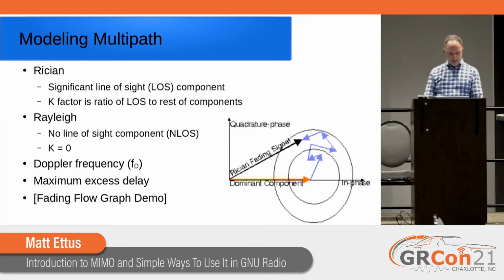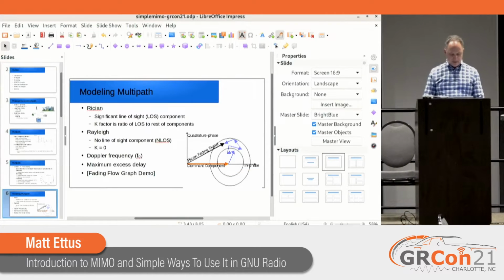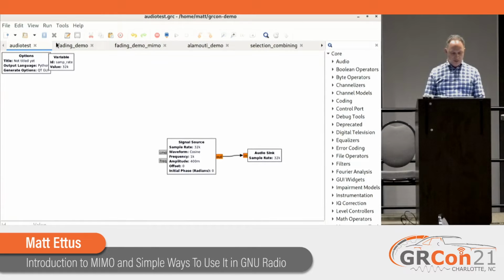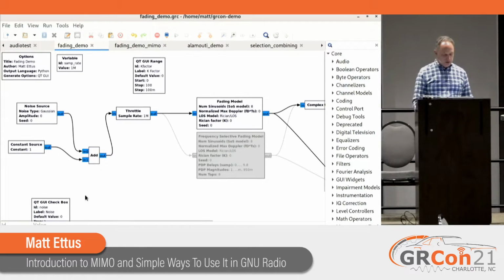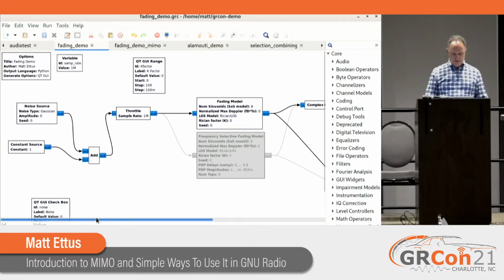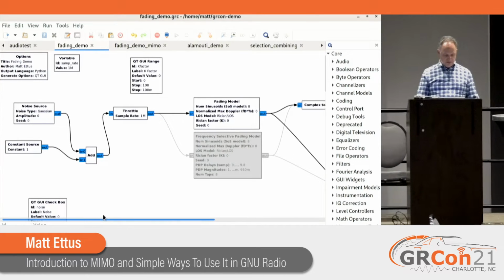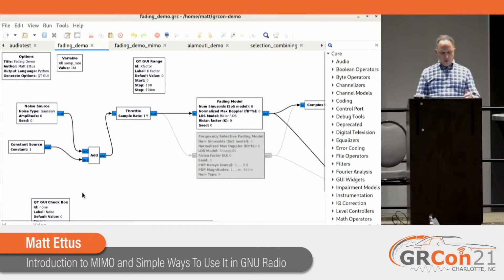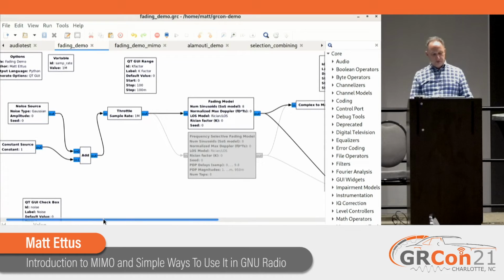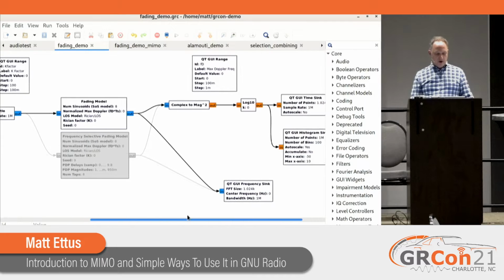So I'm going to show a demo of this to help us get a feel for it within GNU Radio. It's a pretty simple flow graph. Unfortunately, it doesn't all fit on the screen, so I'll scroll it for you. We start with some noise and a constant, and I'll switch back and forth between them with a button. We throttle it, of course.